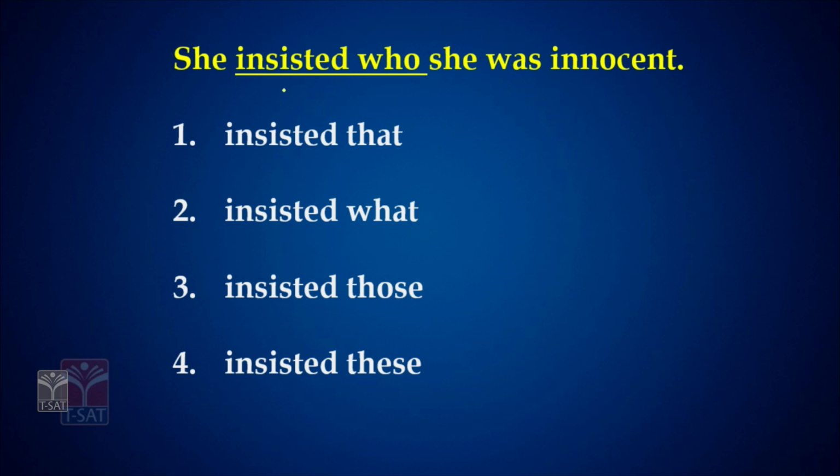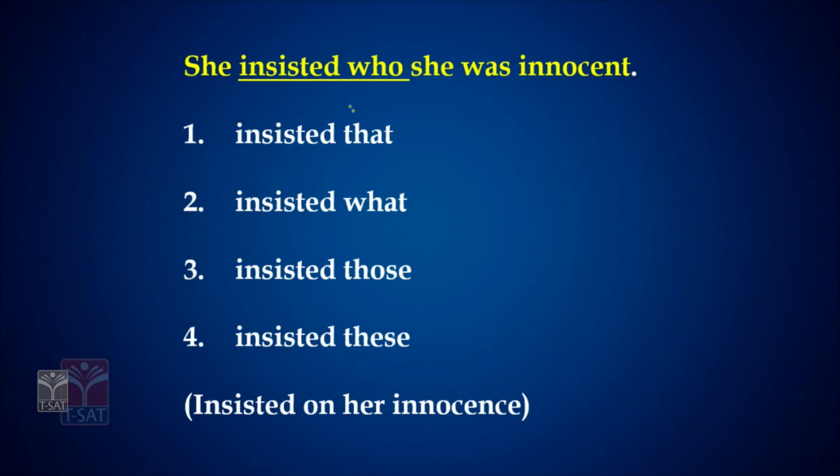Now, let us take the second one. She insisted who she was innocent. So, this has a structural problem. The word insist is followed by on or a that clause. So, you cannot say insisted who; it is incorrect. So, she insisted that she was innocent. You cannot say insisted what she was innocent, or those and these. So, these you can eliminate.